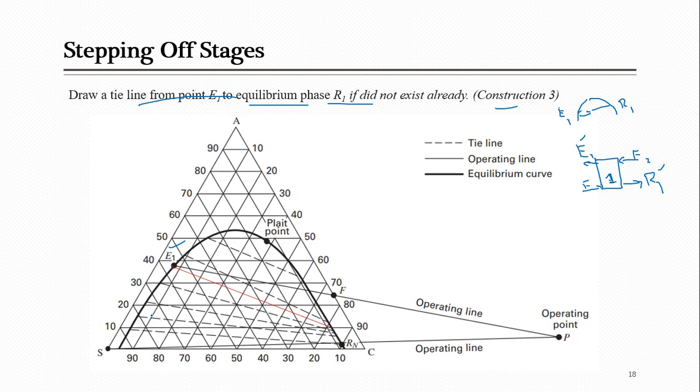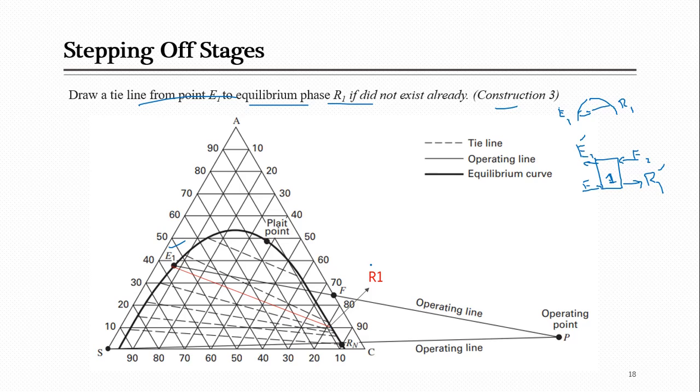If I just draw this line starting from E1, in between the two tie lines, it will finally cut the binodal curve on the raffinate side, and that point is called R1, because you know that E1 and R1 are in equilibrium to each other. So this shows that I have located one stage.